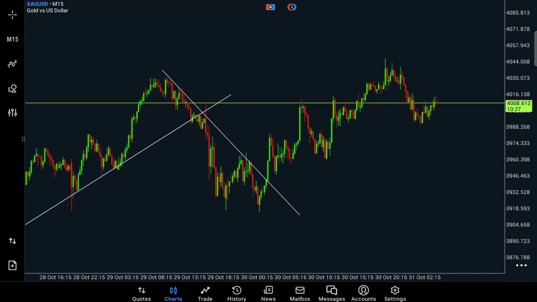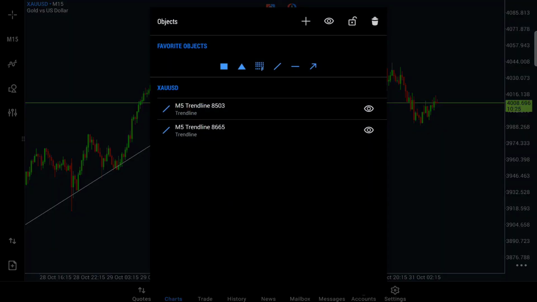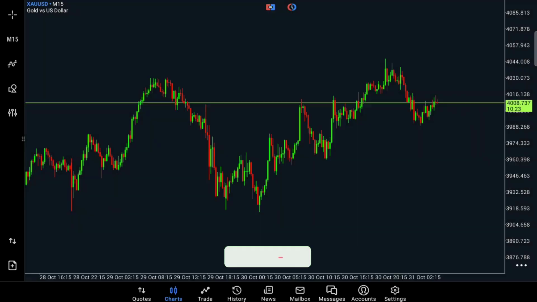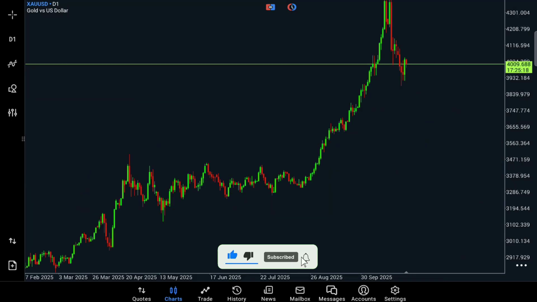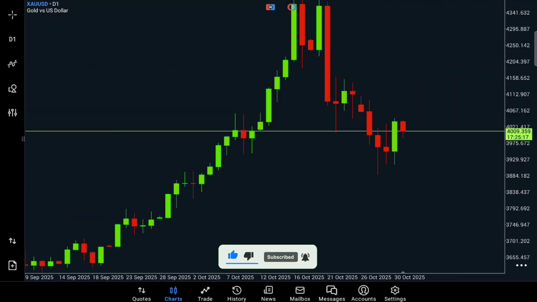Okay, so let's remove all of the previous drawings first, then we can dive into deeper analysis. As per our trading style or analysis style, we need to go for a higher time frame to find out our market direction or market path. Then we will find out our entry in the H1 or H4 time frame.